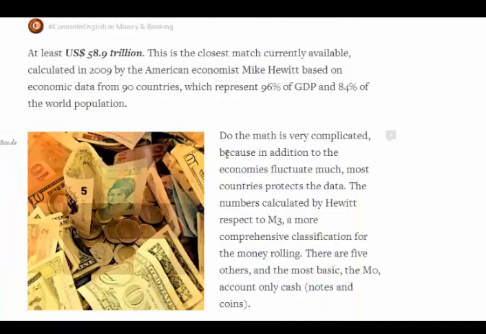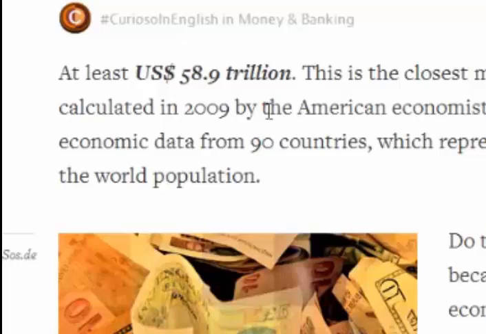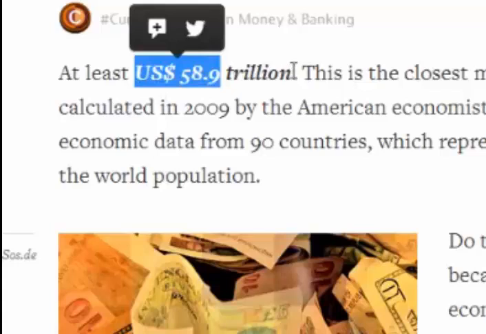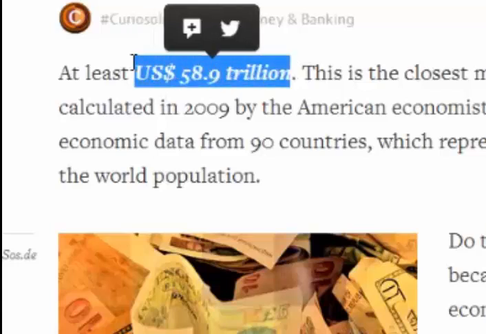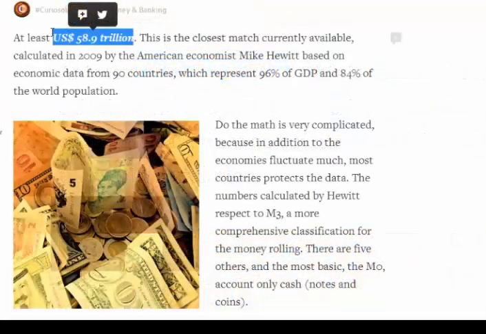Here's what I got when I Googled how much money is there in the world. And of course they're taking all foreign currency and converting it into its dollar equivalent, and the closest match currently available is about 58.9 trillion. Wow, 58.9 trillion right here. So we're going to write that number down. I'm going to go back to the checkerboard and we'll write that number down and compare it to how much money was on the 64 squares.